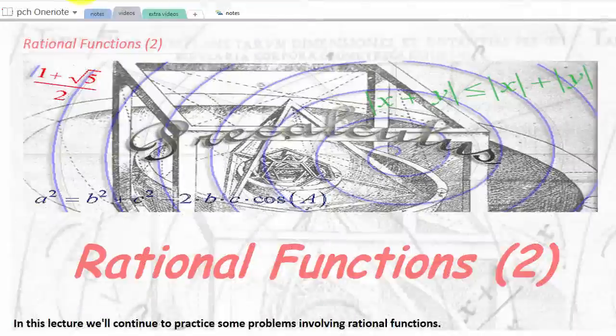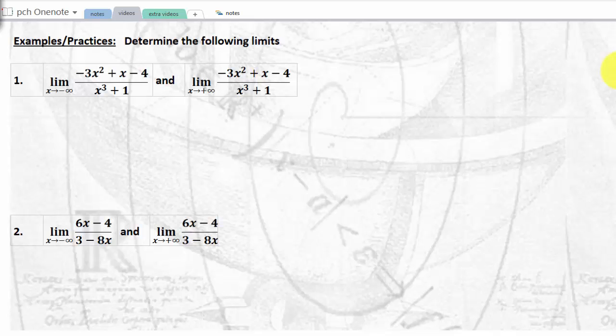In this second video on rational functions, we're going to go over more examples about limits and graphs and asymptotic behavior of a rational function. Let's start with the first example. Example 1, we have to find the limits of this rational function as x approaches negative infinity and plus infinity.